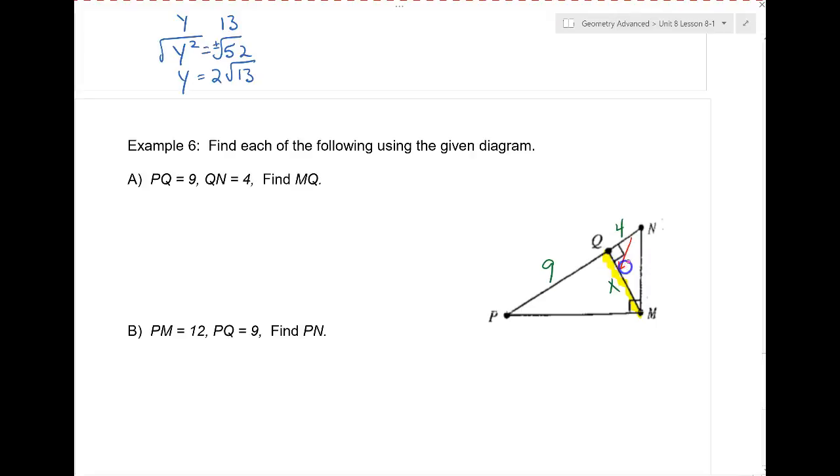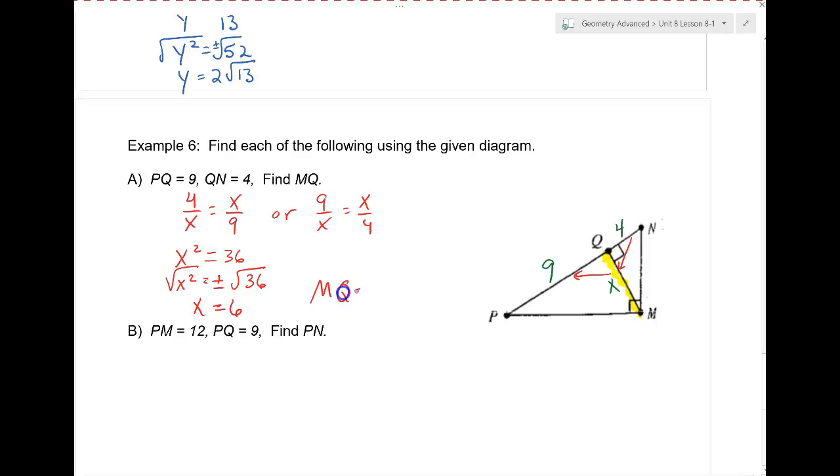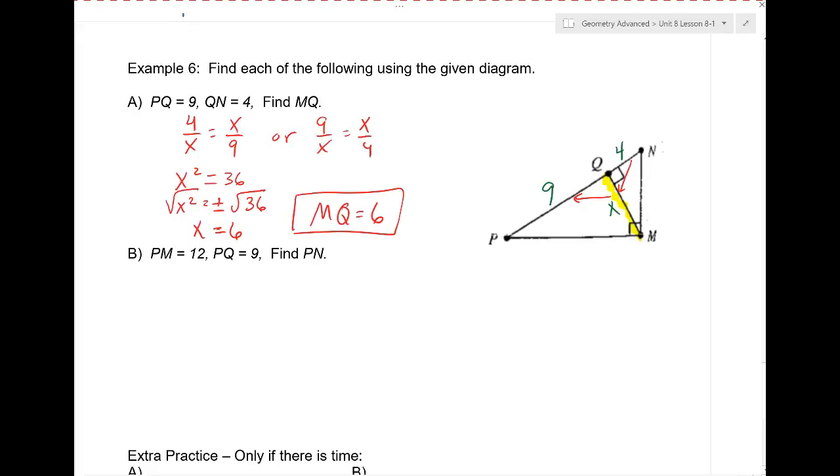So we're going to go 4 is to x as x is to 9, or you can go 9 is to x as x is to 4. Either way works. Really we're going small leg to small leg as big leg is to big leg, or vice versa. So I get x squared is equal to 36. Take the square root of both sides, and remember, I'm dropping the negative because I know it's a length. I get x is equal to 6. So the length of segment MQ is going to be 6. All right, so that's how to solve the first one.